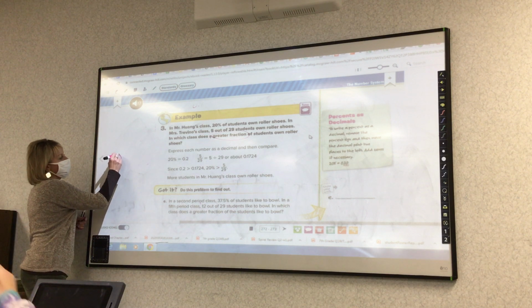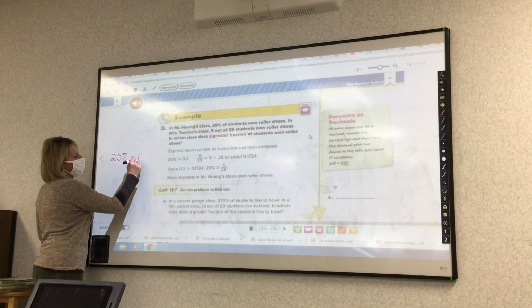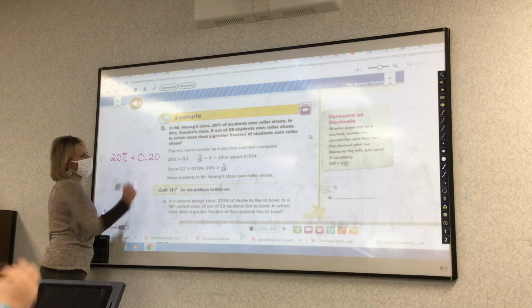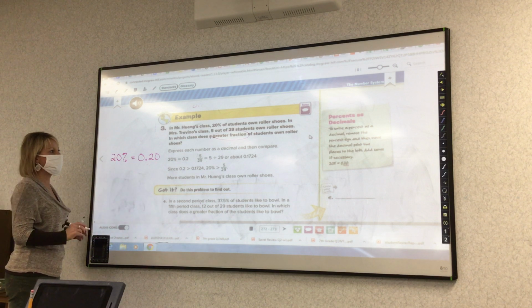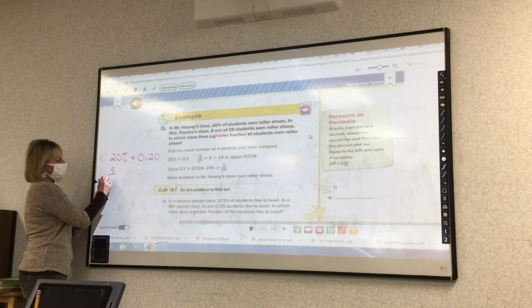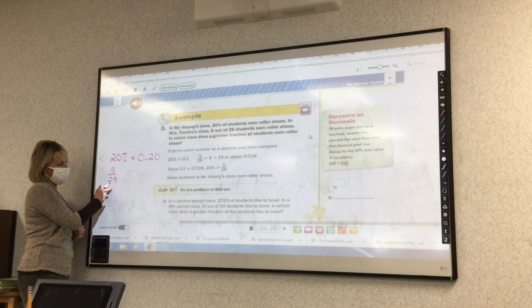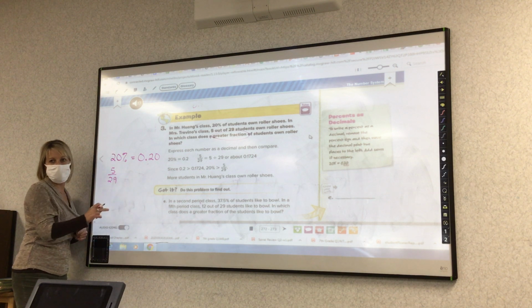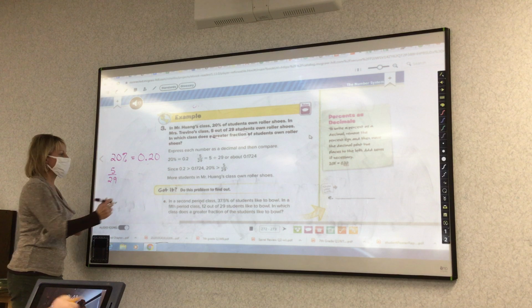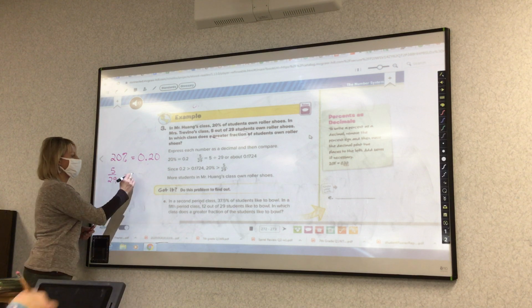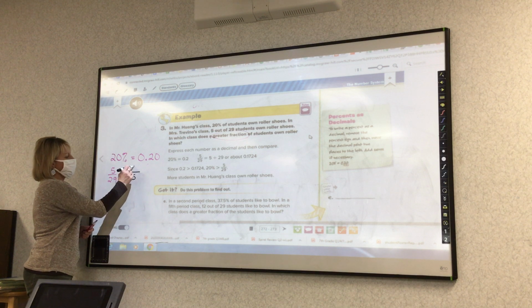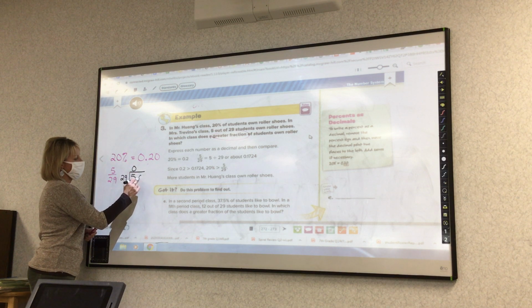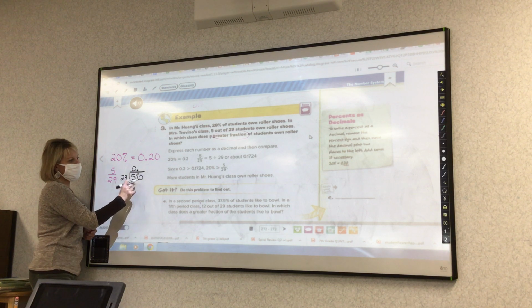20%, I write it as 0.20, correct? Yeah. You should be writing this down on one side or the other. 5 out of 29. Can I make my 29 equal 100 easily? No. So that's when I know I can't do that, I'm going to do my division. 5 divided by 29. 29 doesn't go into 5. Add the decimal, add your 0. 29 goes into 50.